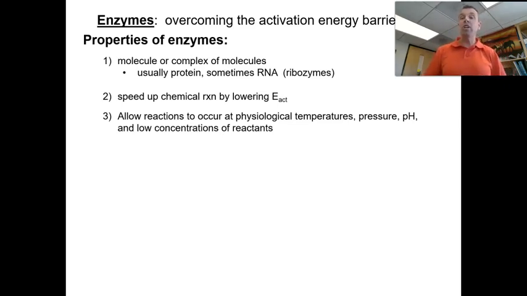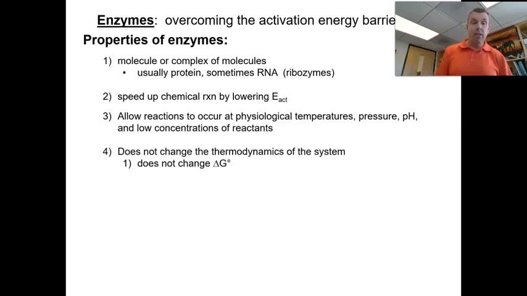And what I mean by physiological is life relevant. I need to do this at 37 degrees Celsius or 98.6 Fahrenheit, body temperature. I need to do this at normal atmospheric pressure. I can't put myself in a hyperbaric chamber. And I need to do this with normal pH. And I can't load my cells up with high concentrations of everything I need to react, so it has to be relatively low. And so the only way to speed it up at physiological conditions is lowering the energy of activation. Okay.